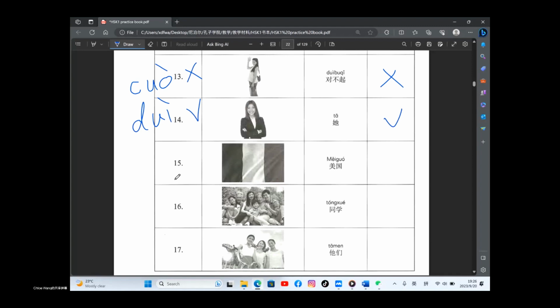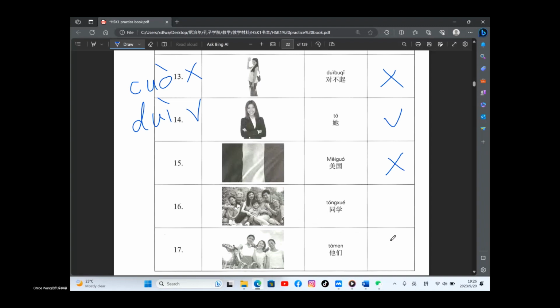Question 15. 美国 means America, while this picture here might be a French flag, right? Because we cannot tell the color. But it definitely is not the American national flag, so it's 错.